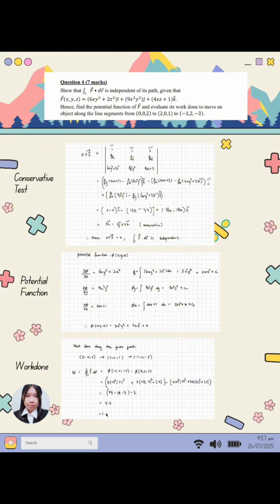So step 3, we need to calculate the work done. So the work done is given by work equals phi final minus phi initial. So we know that the initial point is (0, 0, 2), the final point is (-1, 2, -3). So when we calculate and put it into the potential function equation, we can get that the work done is equal to 1 unit. So in conclusion, the vector field is conservative, the potential function is found, and the work done is equal to 1. Thank you.